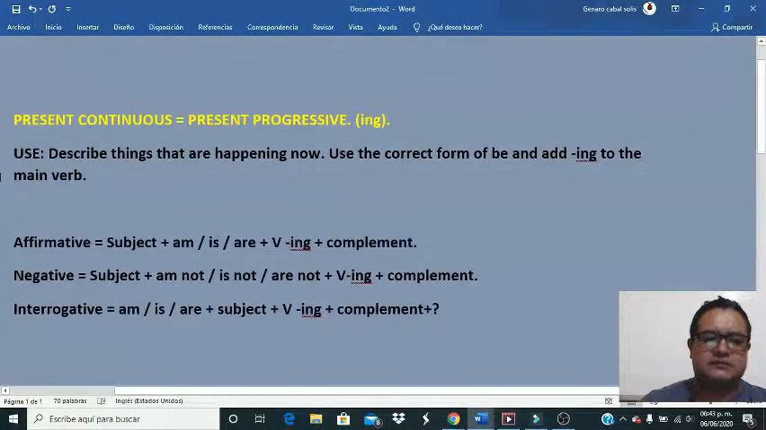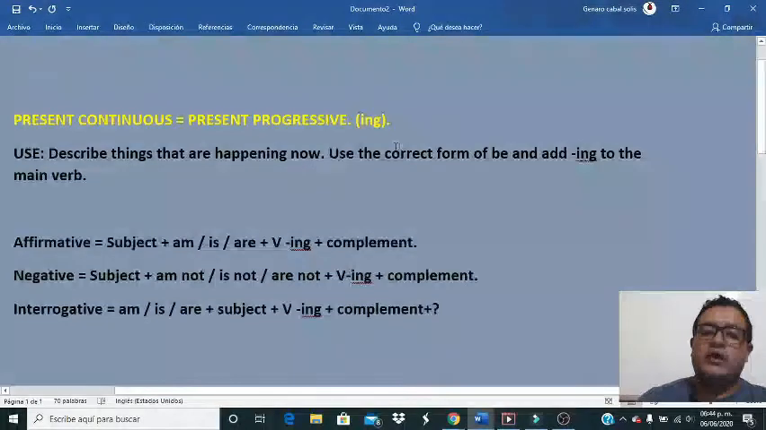So, entonces, what is the use of this present continuous? ¿Cuál es el uso de este presente continuo? Well, describe things that are happening now. Use the correct form of be and add ing to the main verb. So it is going to describe things that are happening in this moment. Es utilizado para describir cosas o situaciones que están pasando en este momento. Or at the moment that you are speaking. O al momento en el que tú estás hablando.